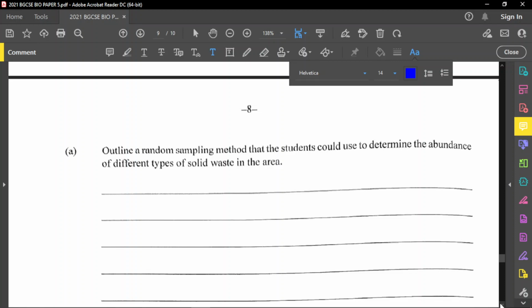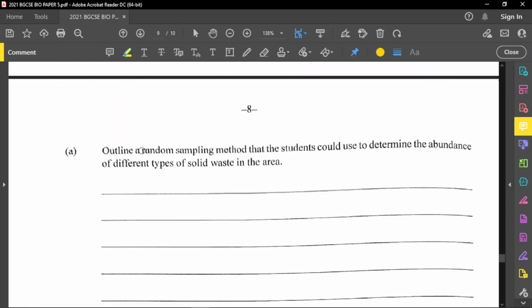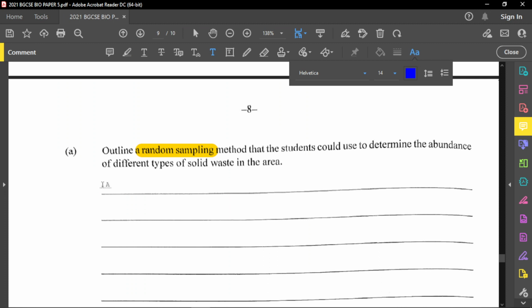Outline a random sampling method that the students could use to determine the abundance of different types of solid waste in the area. And again, remember you have to do this randomly, because the key thing here is random sampling. So this is very important. A quadrat is normally used to take random samples. If you take a deliberate sample, that will actually bias the survey or research or the field study. So it's a field study type of thing, right?